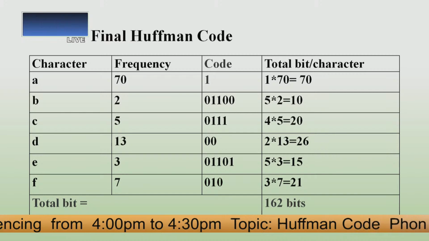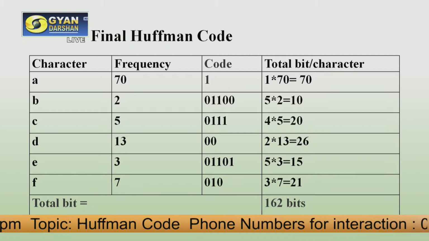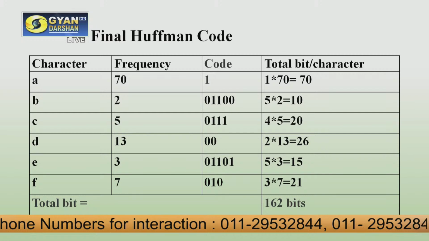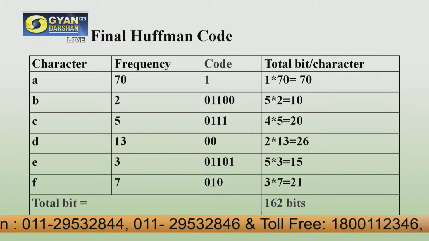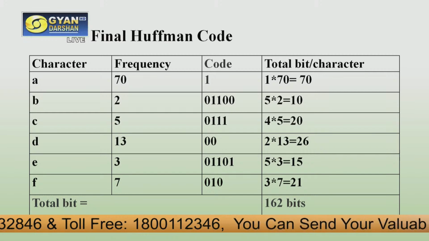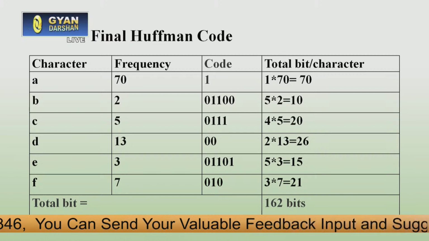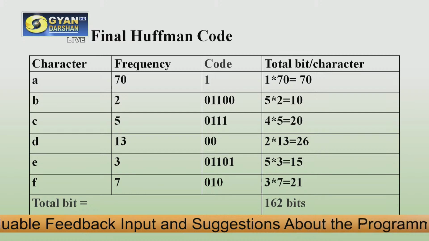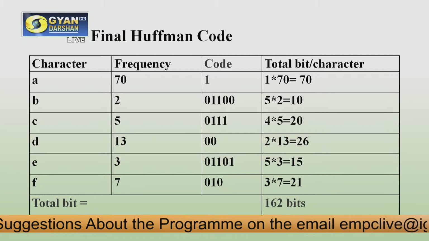So we have now coded and we have multiplied the code length and the number of characters. That is 1 into 70, and 5 into 2 you can observe in this particular case. The size of B's code is 5 bits, and the frequency is 2. So 5 into 2 becomes 10. So we have done it for every character, and what you find now is that just 162 bits are needed. So overall now just 162 bits are needed.